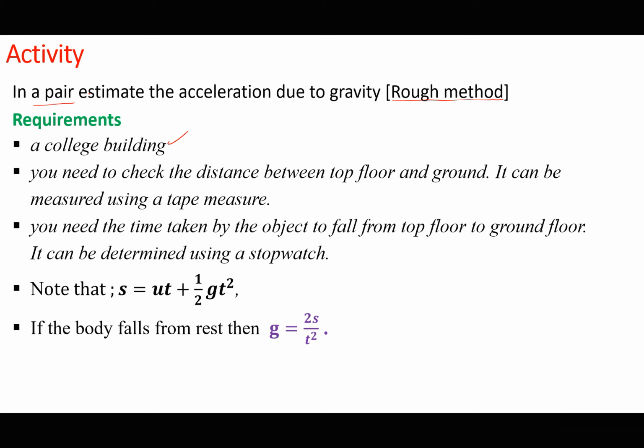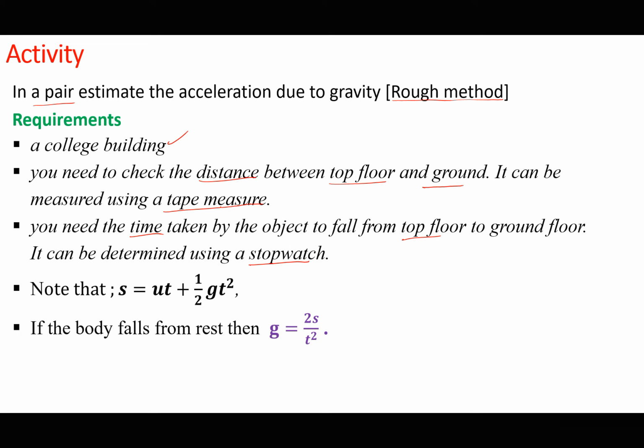You need to check the distance between the top floor and the ground. You can measure it using a tape measure. You need the time taken by the object to fall from top floor to the ground floor. And of course, you are going to ignore the air resistance. You can use a metallic object for better results maybe. It can be determined using a stopwatch. So you need a time using a stopwatch, you need a distance using a tape measure.